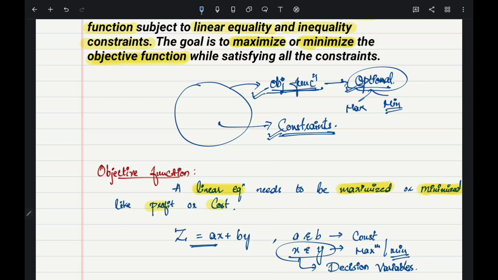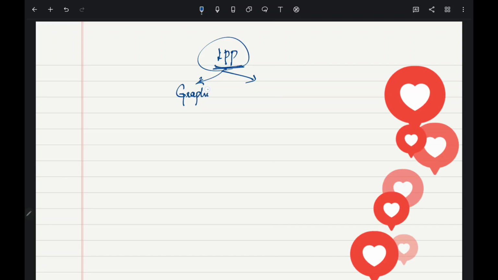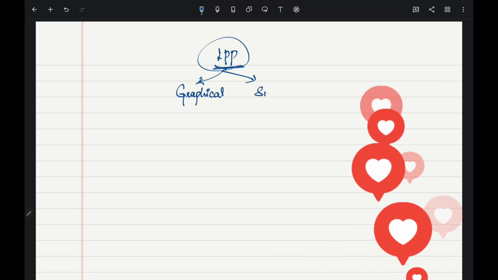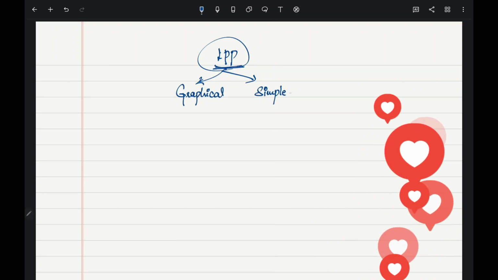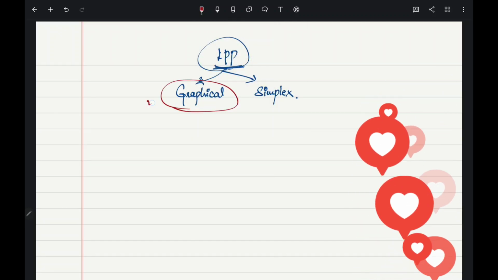So let's move on to the most important 6 mark sums. Solution of LPP can be obtained by numerous methods. We will be having two such methods, the graphical method and the simplex method. But in this video, we are going to understand the most important graphical method.